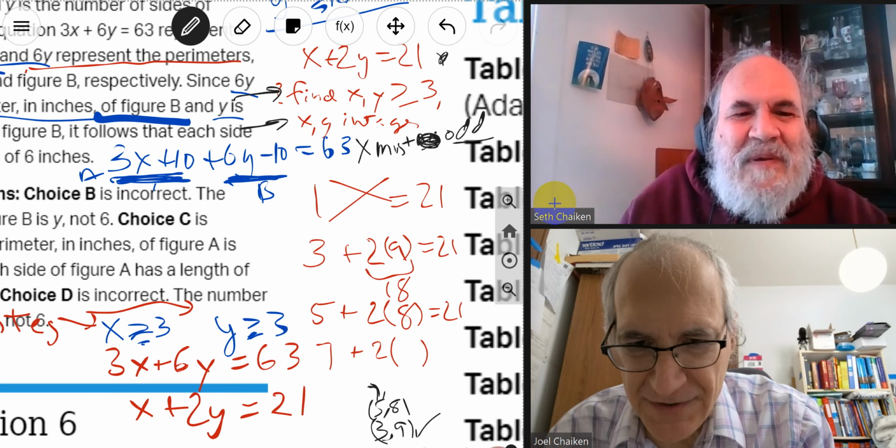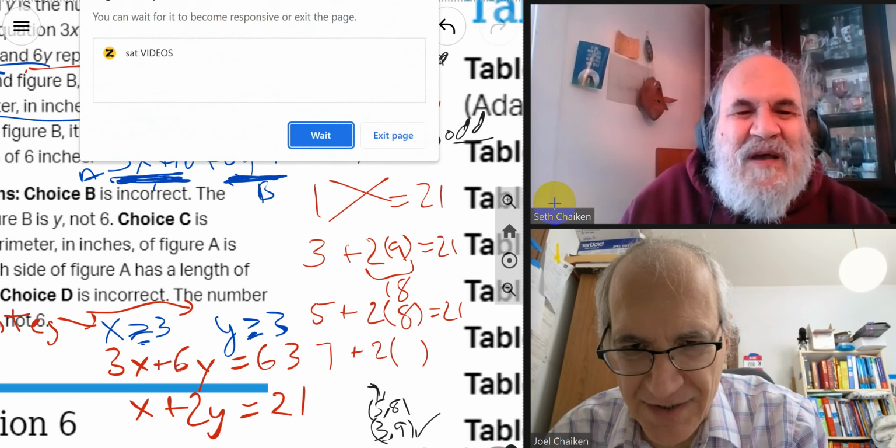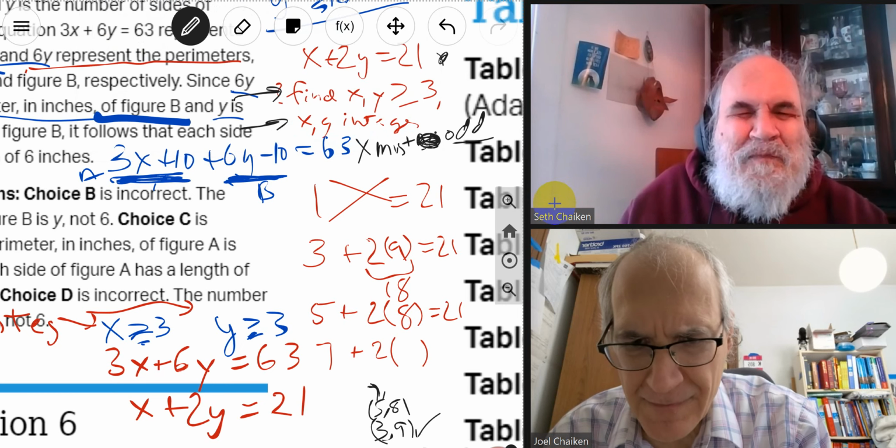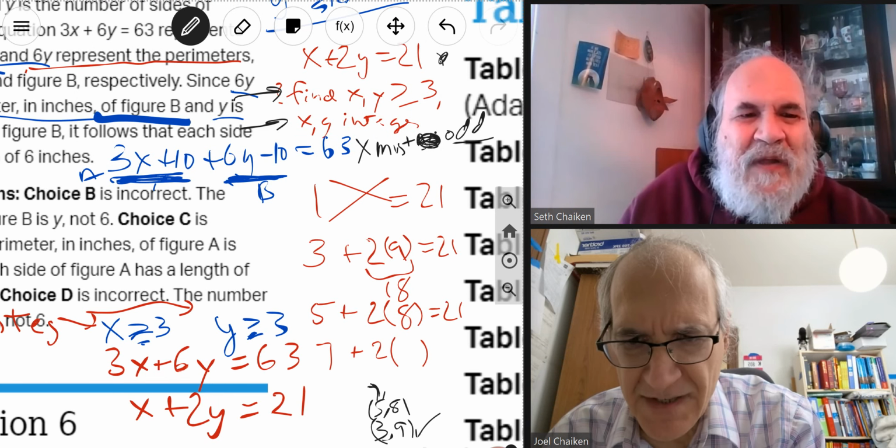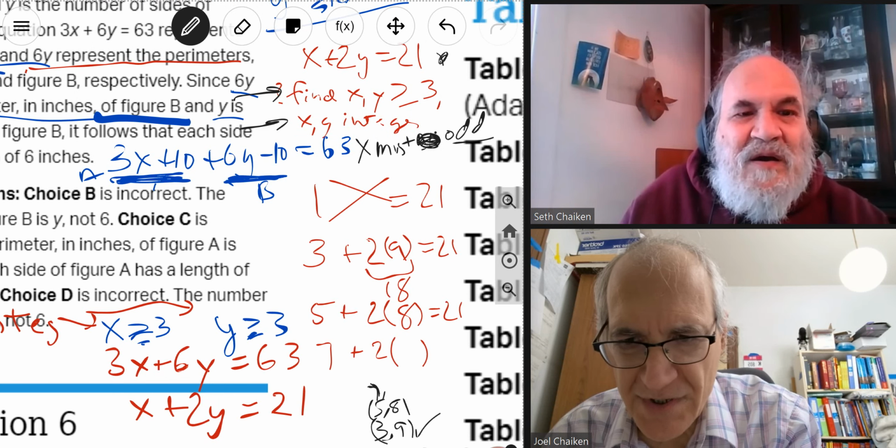All right, so there's a pattern. 21 minus 9 is 12, which is 2 times 6. Right. So there's a pattern. So there are multiple solutions. Yeah, I could do 11.